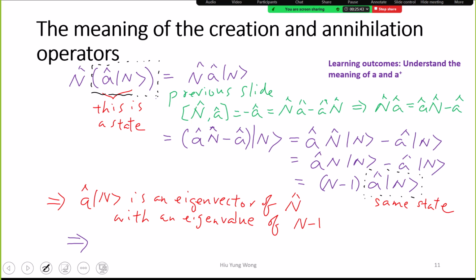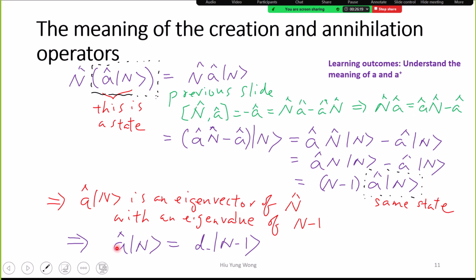Then it means A hat applied to n must equal something, a number times n minus 1. This number we need to determine, whether it is just a real number or a complex number. We can make it real. But basically we say that this state A hat n equals n minus 1 state. And earlier we claimed that this n corresponds to the number of photons in this simple harmonic oscillator.